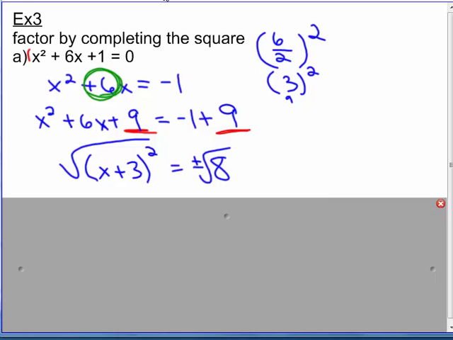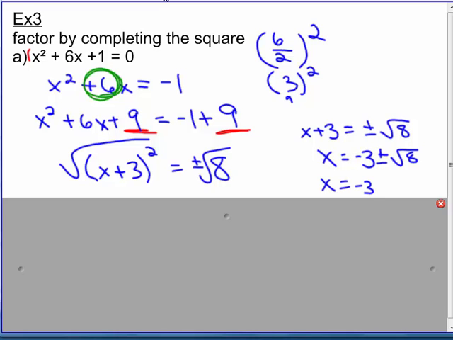Whenever I introduce a square root into the problem, I have to include the plus or minus. So I have x plus 3 equals plus or minus square root of 8. I subtract 3 and I get negative 3 plus or minus square root of 8. So x is negative 3 plus or minus. Now I'm going to simplify square root of 8 into 4 and 2, so 2 root 2.